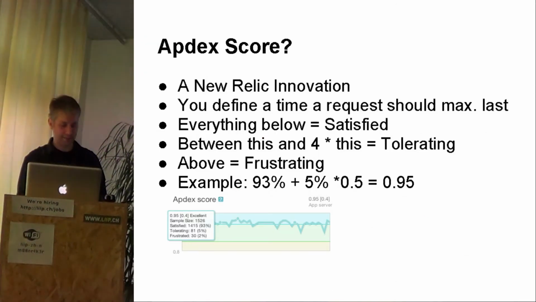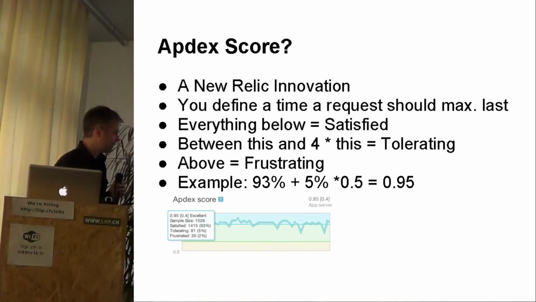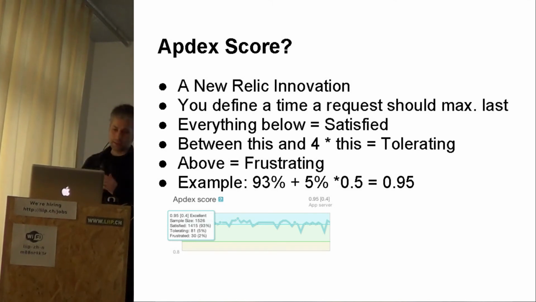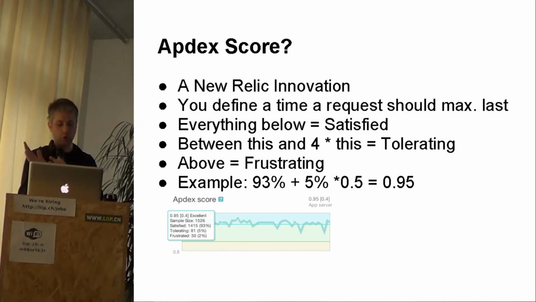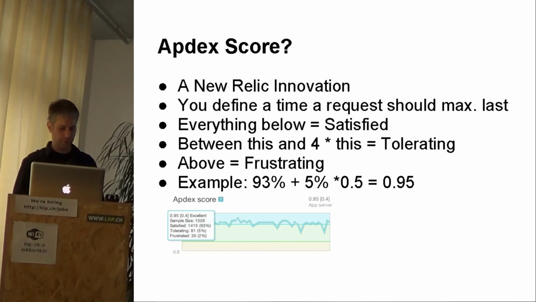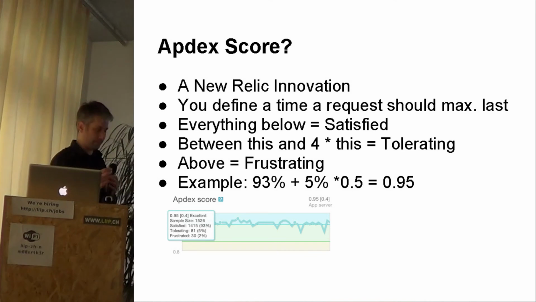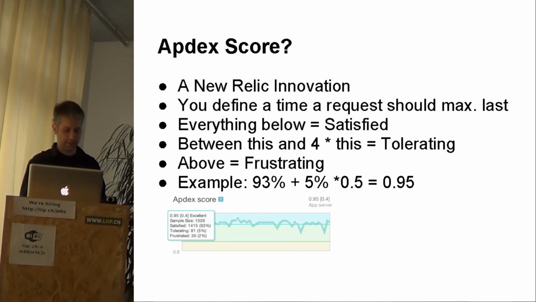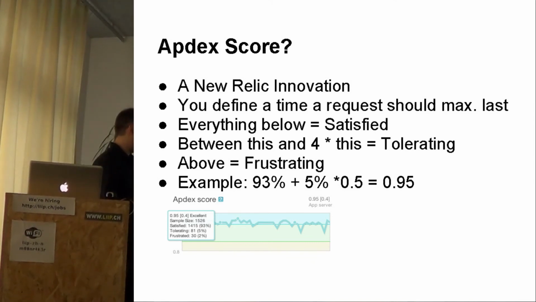Yeah, the Apdex score. What's that Apdex score? You can define how fast your page should be. I defined that as 0.4 seconds, and then New Relic counts how many people got the page in less than 400 milliseconds, how many got more than 4 times that, so that would be 1.6 seconds, and how many people more, and that's the Apdex score.